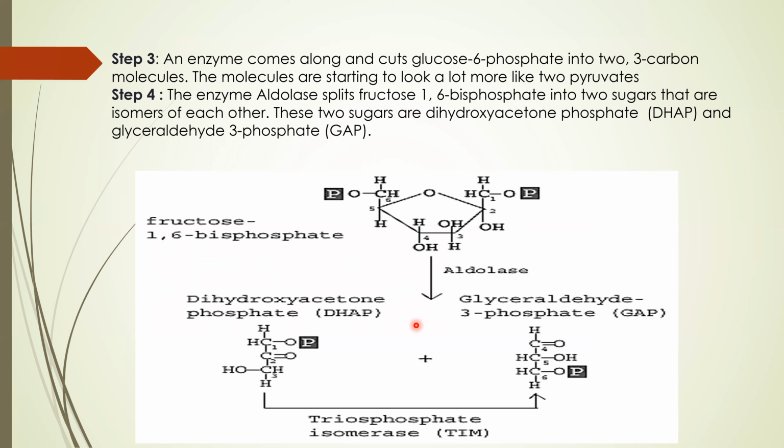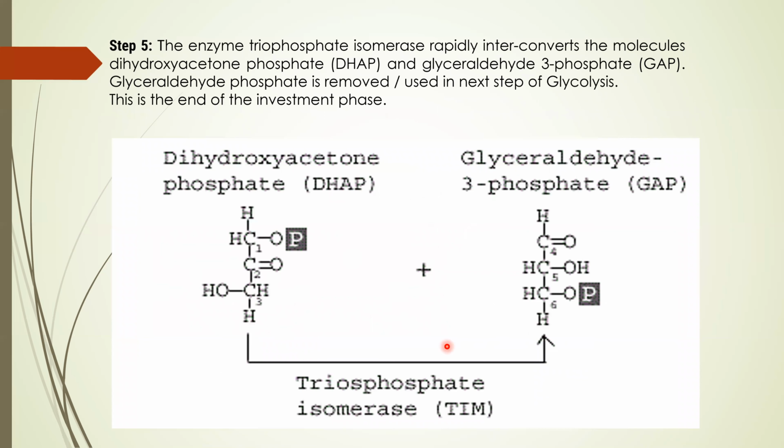So here you can just correct this one if that is confusing, because this is linking with the previous glucose 6 phosphate, but you can write it because this fructose 1,6 bisphosphate is converting into these three carbon structures. Now, the fifth step is basically the enzyme triphosphate isomerase rapidly interconverting the molecules dihydroxyacetone phosphate and glyceraldehyde 3 phosphate. Glyceraldehyde phosphate is removed, used in the next step of glycolysis.